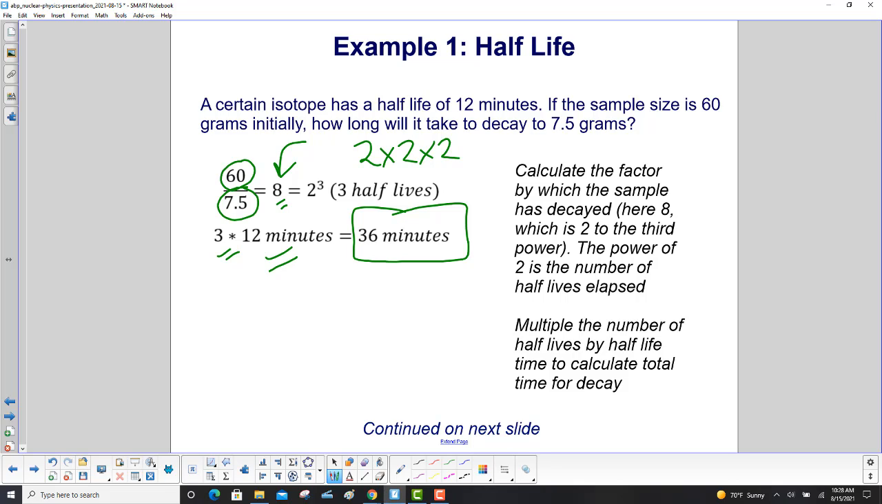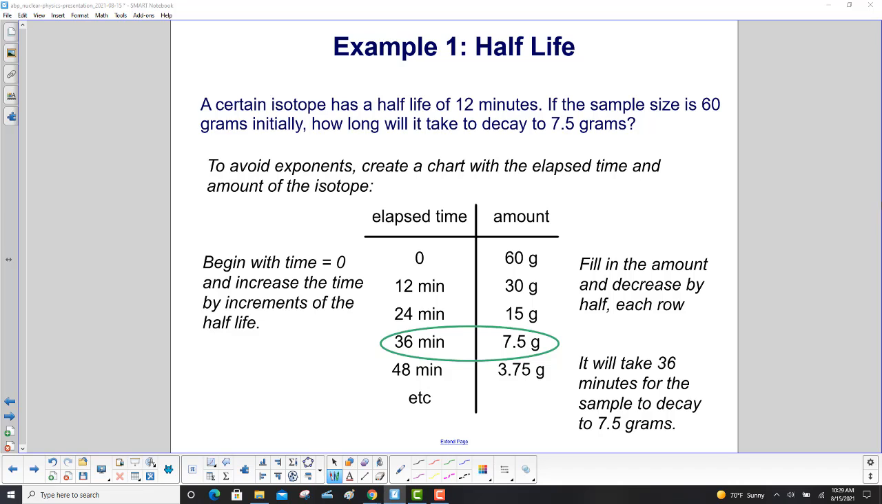There's another way to do this, and that'll be on the next slide. We're avoiding exponents in this solution, and the way we're going to do it here is create a chart with the elapsed time and amount of the isotope. So begin with time 0 and increase the time by increments of the half-life. So the half-life is 12 minutes, so you go 12, 24, 36, see how they're multiples of 12, etc. Then fill in the amount of our isotope and decrease it by half each row because we're dealing with a half-life. So at time 0 we have 60 grams.